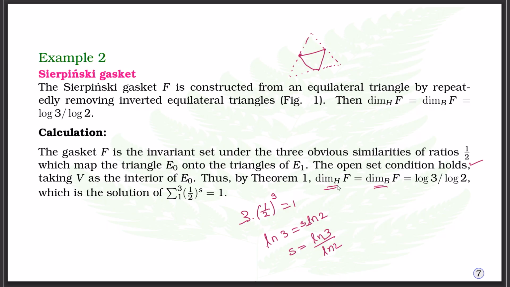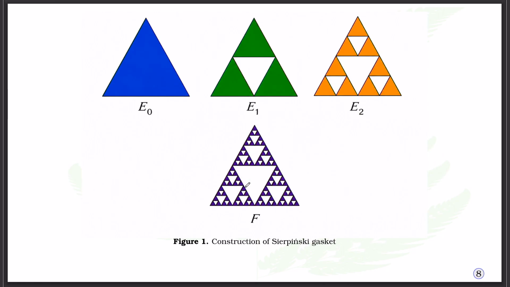So, in that case also the Hausdorff dimension and box counting dimension, that is the fractal dimension, both are equal because all the three mappings satisfy the open set condition. Similarly, in the Van Kachkar also, this is the mapping of the Sierpinski triangle.